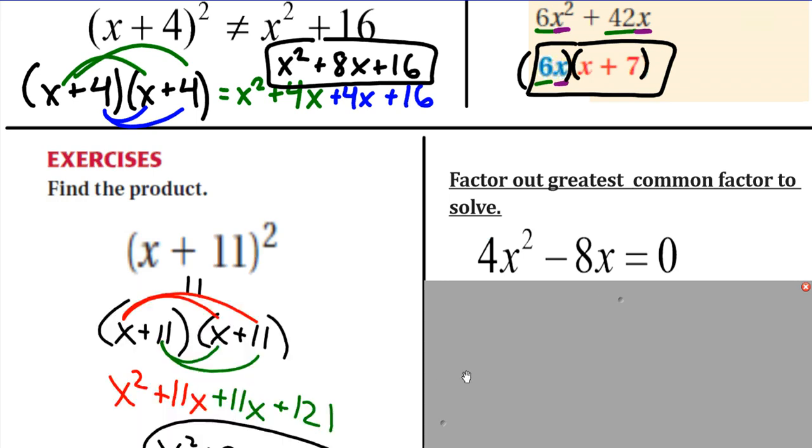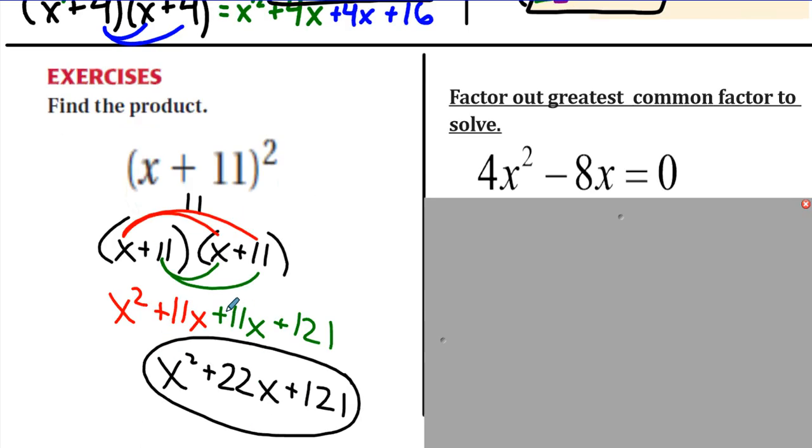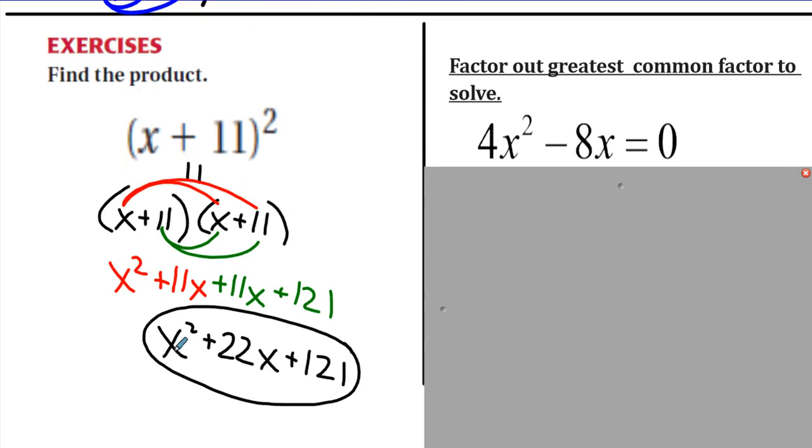Okay, welcome back. First one, you can't just distribute this and say it's x squared plus 11 squared. No, you need to multiply it out. You're going to end up getting x squared plus 11x, and 11x makes 22x's, and then 11 squared, which is 121. So you have to multiply it out.